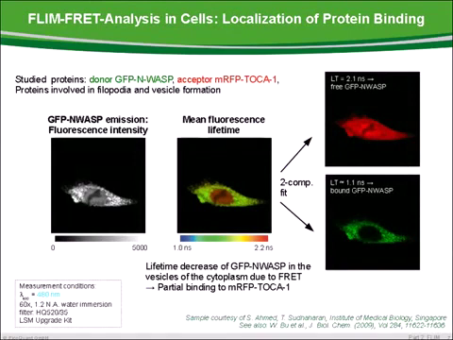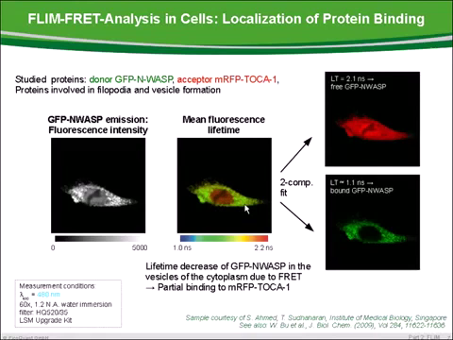In this experiment, the group of Sohail Ahmed was interested in vesicle formation pathways. The protein NWASP was labeled with GFP while the red fluorescent protein was expressed near TOCA1. We see in the film image a long lifetime inside the nucleus and a short lifetime around.